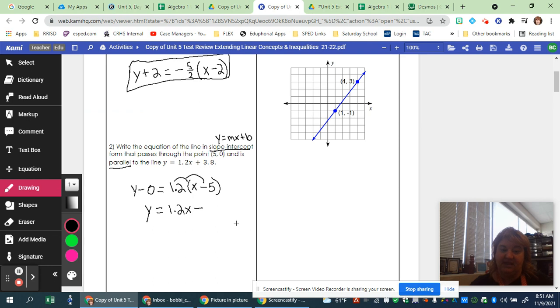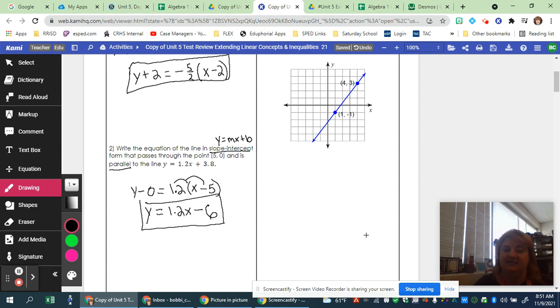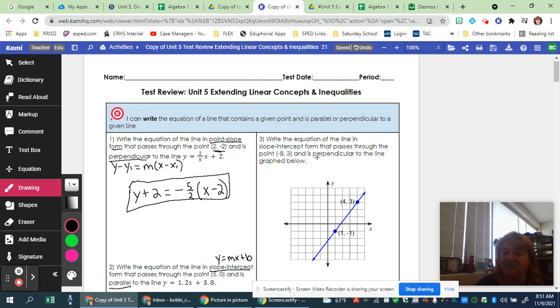So then I can just go negative 6. Now, if this wasn't 0, I would have to take whatever this is and move it over to this other side. But it equals 0, so I'm done. Okay, let's look over at this part. Write the equation of a line in slope-intercept form. So slope-intercept is going to be my y equals mx plus b that passes through the points -8 and 3 and is perpendicular to the graph below.